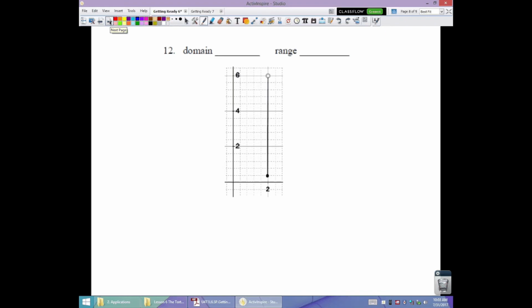We're going to kind of turn that around for number 12. In this one, all of the x values are the same. It's a vertical line. So again, if you started listing points on this graph, every point you wrote down would have an x value of 2.